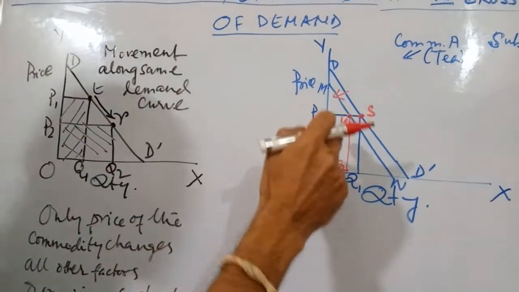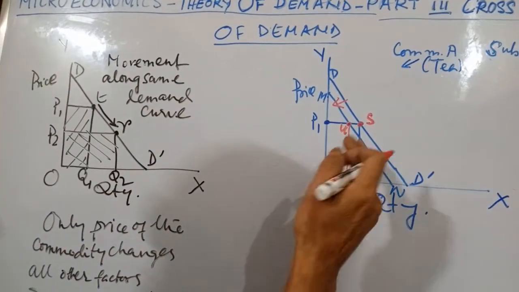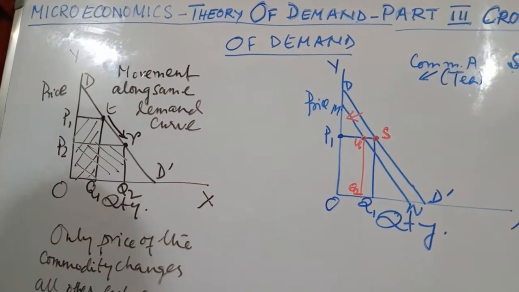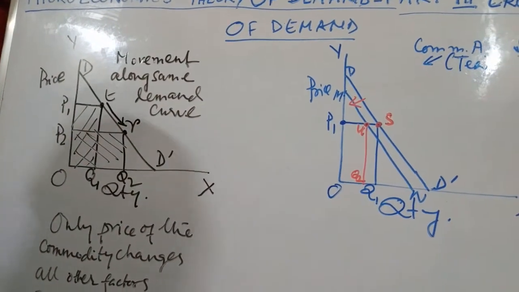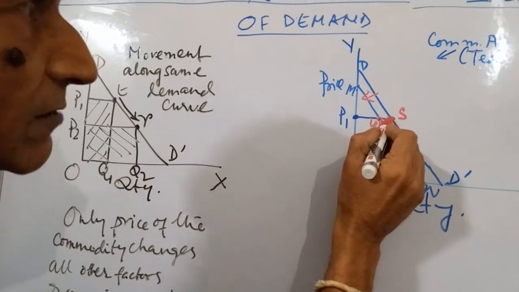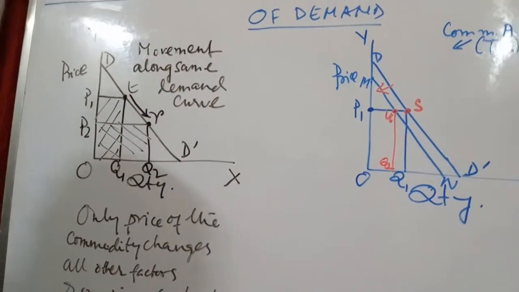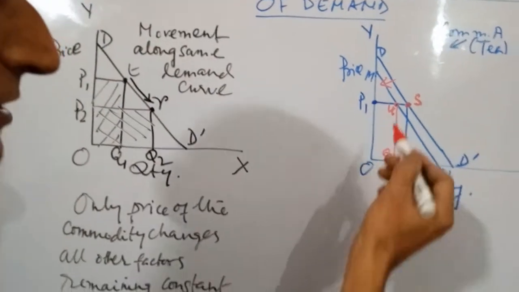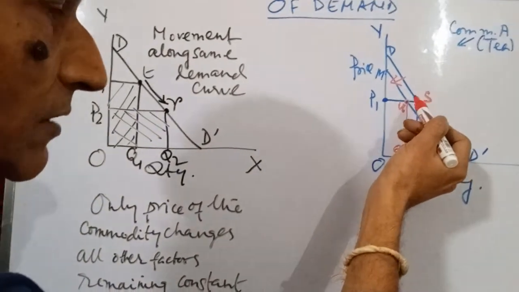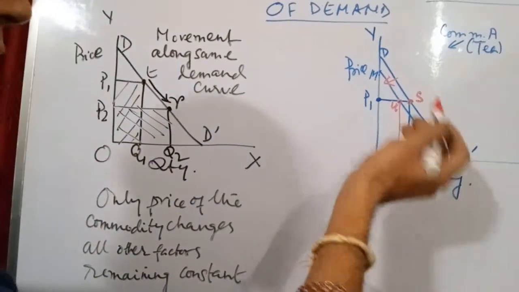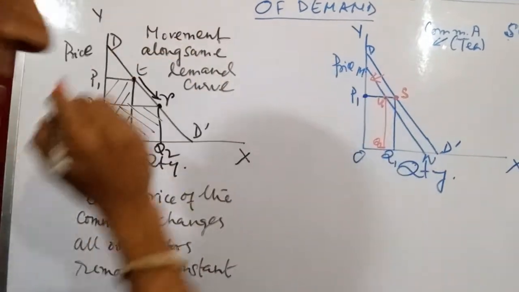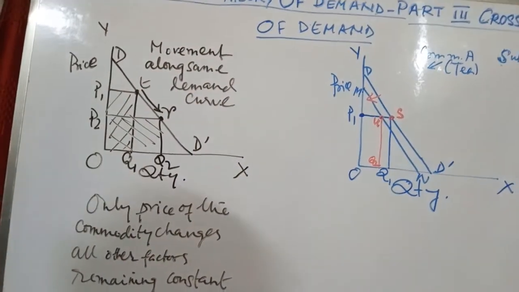And here we see the movement has taken place in another demand curve. So the consumer has shifted from one demand curve to another demand curve. Put in a different way, the consumer has shifted his equilibrium point from one demand curve to another point in another demand curve. Correct?